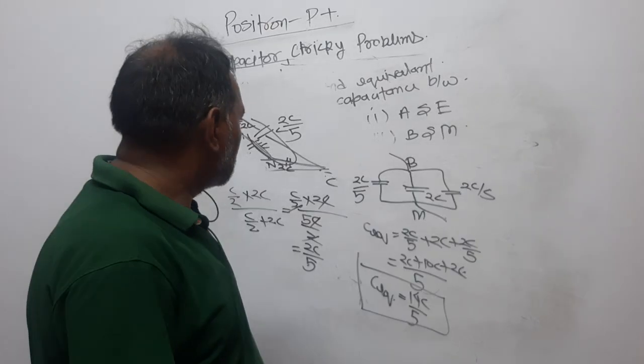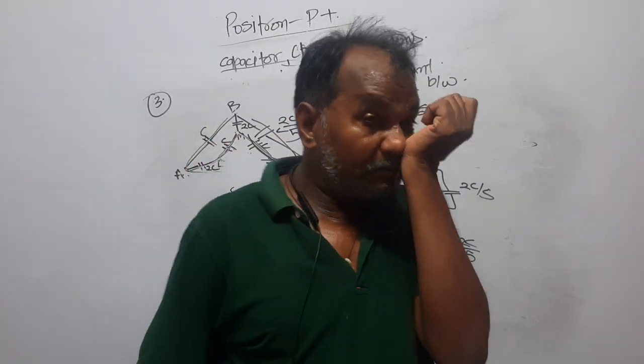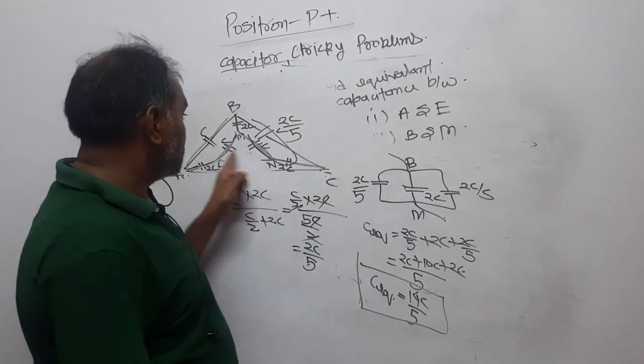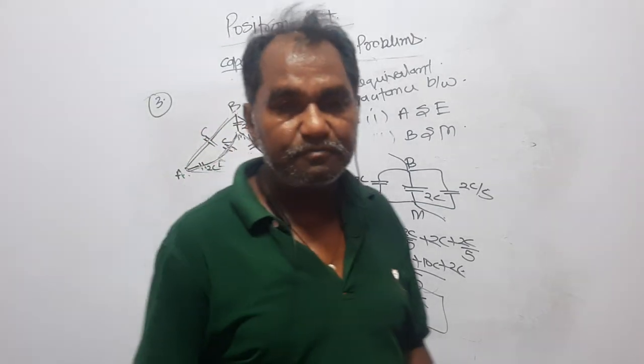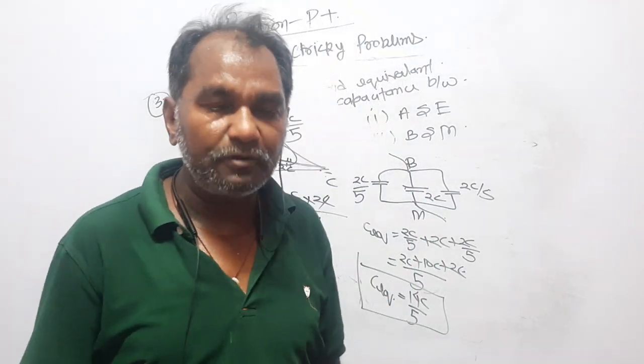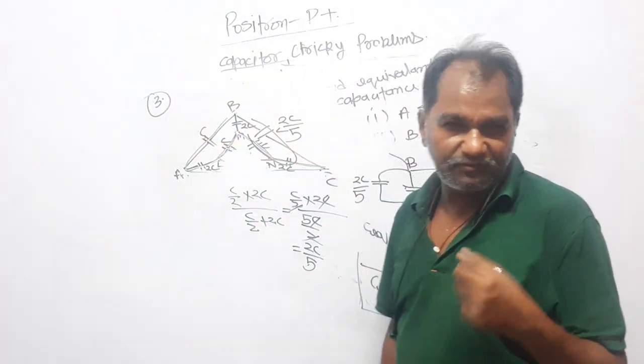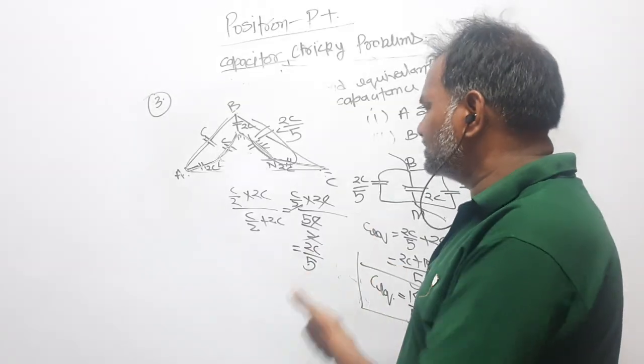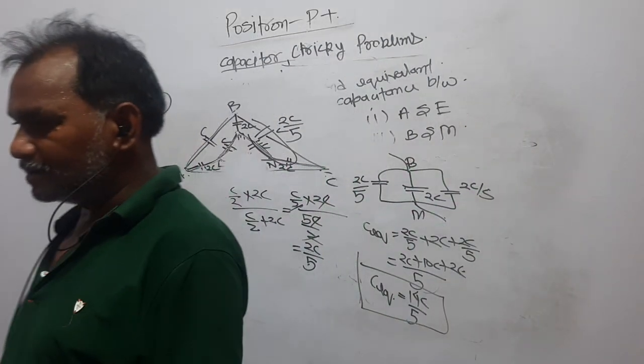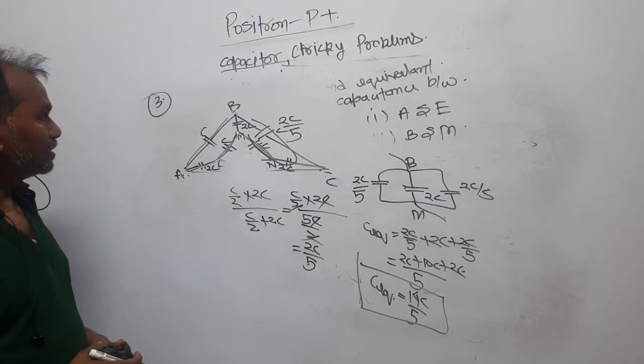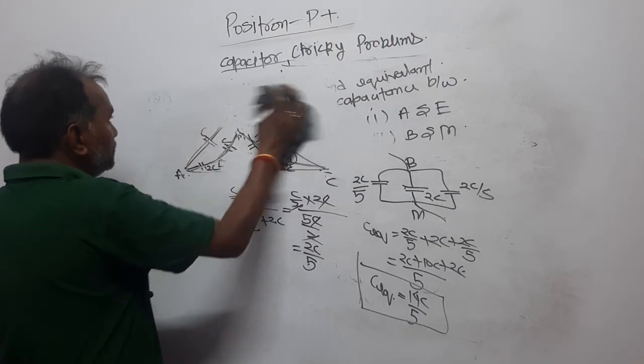Okay? Dear student, again I have applied the mirror symmetry. Right? We found the common potential points. Between the common potential points, whatever the capacitor was, we removed it, and finally we solved and got the result out. Right? Let's move further.